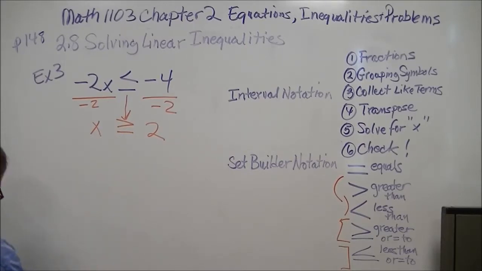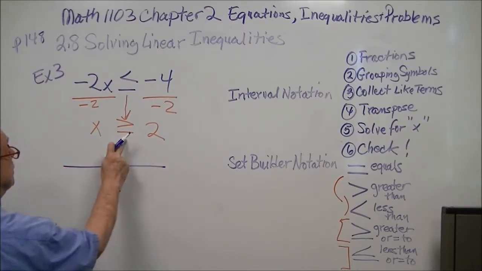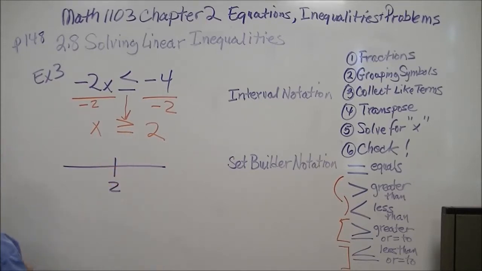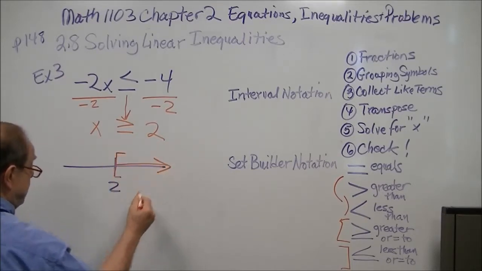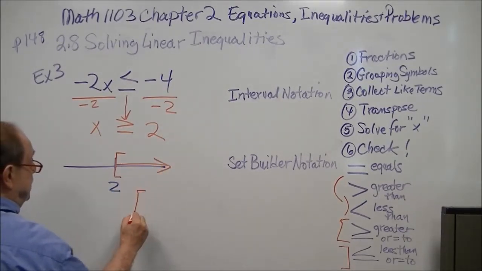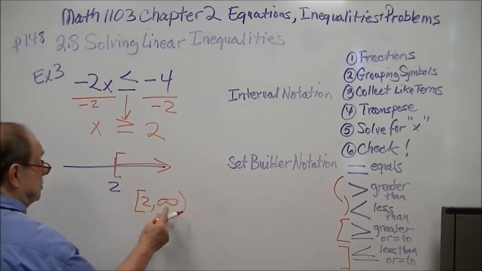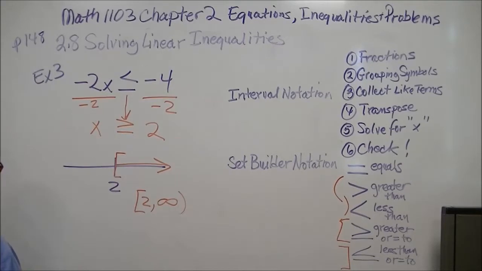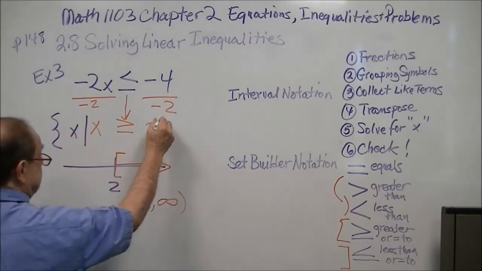Now let's wind it up by saying, what's the graph of this? Well, there's a 2. We want a greater than or equal to. We're going to use a bracket facing this way. Convert this now to interval notation. It will be a bracket at 2, comma, parenthesis around your infinity. And then set builder notation, all we do is we put a bar here, an x, and braces.